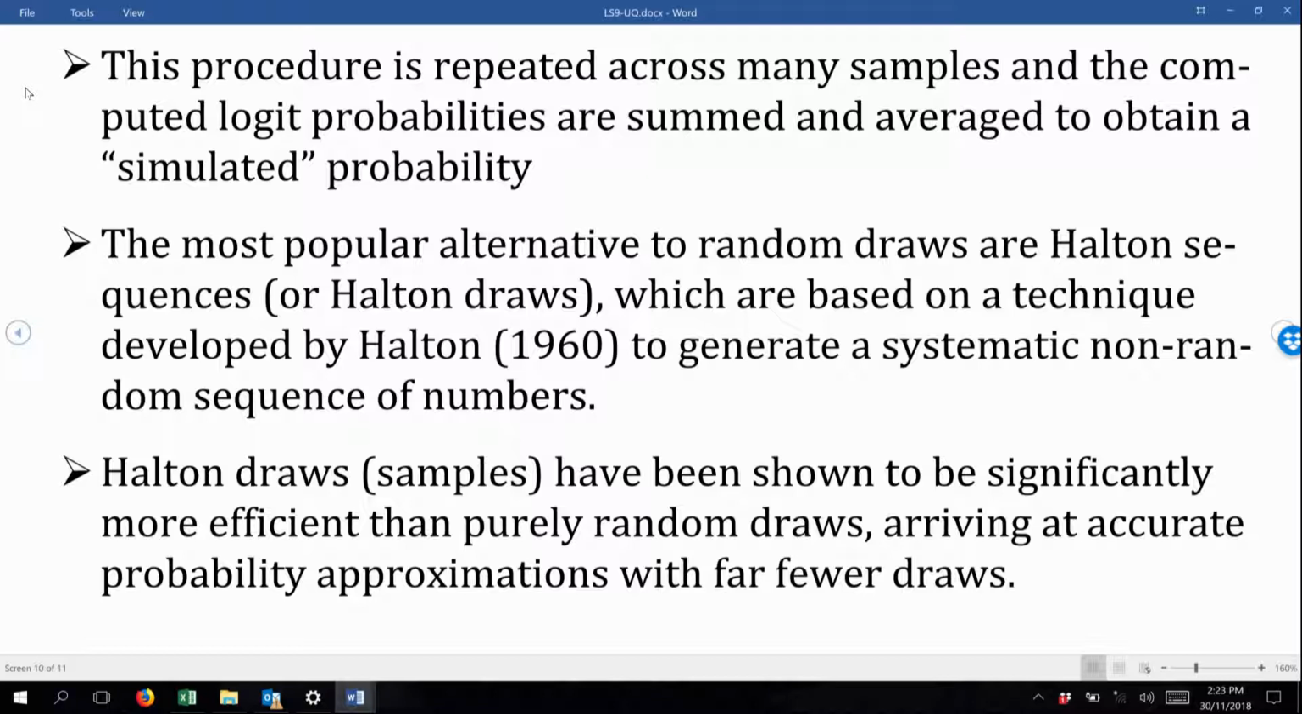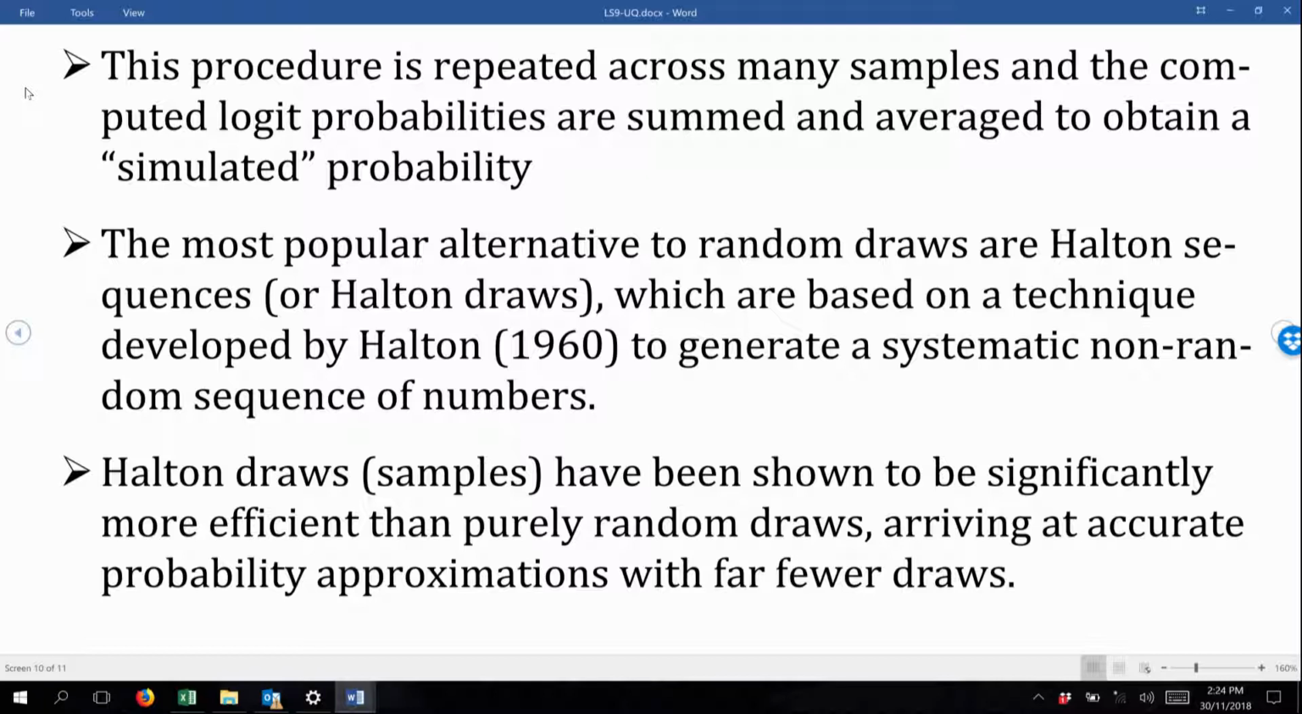So, and I described this. We repeat across many samples, and computed logit probabilities are summed and averaged to obtain the simulated probability. LIMDEP uses Halton sequence draws, and you can read about that if you want to, but it's just an efficient way to randomly sample those parameters. Just a side note.